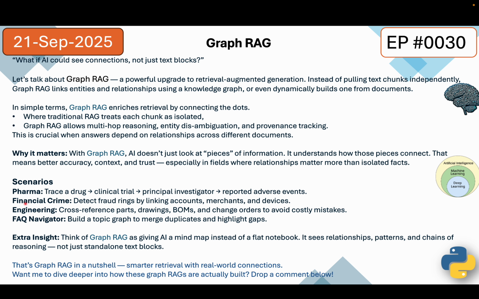Another example of GraphRag in financial crime: detect fraud rings by linking accounts, merchants, and devices. Another practical scenario of GraphRag in engineering: cross reference parts, drawings, bills of materials, BOMs, and change orders to avoid costly mistakes.